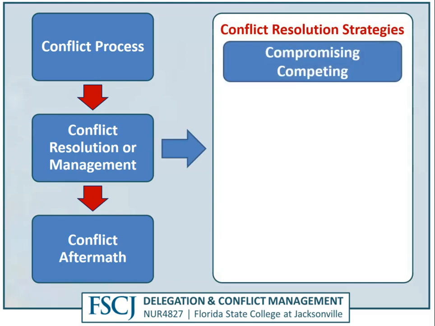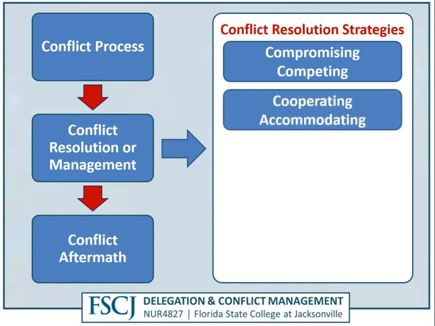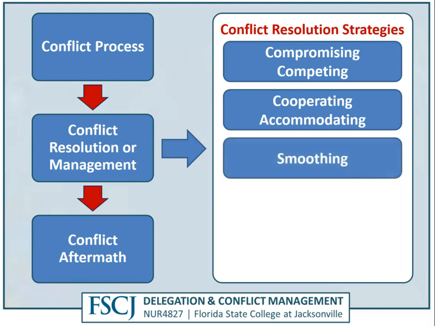One strategy for conflict resolution is compromising, where each party gives up something it wants. Another strategy is competing, when one party pursues what it wants at the expense of the other party. Competing is a win-lose situation. Another strategy is cooperating or accommodating, when a term or agreement is applied to the employee who concedes. Then there is smoothing over, when one party attempts to pacify the other party.